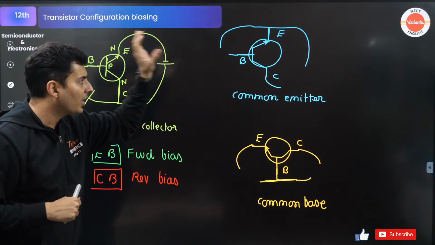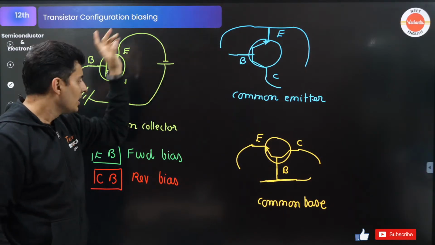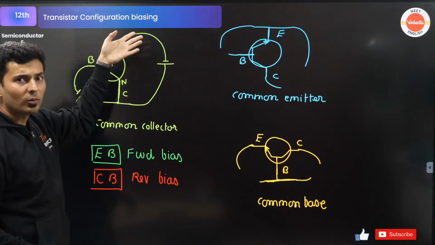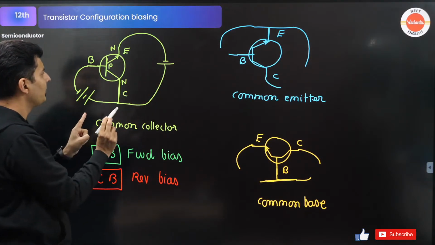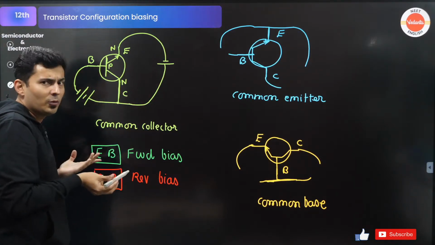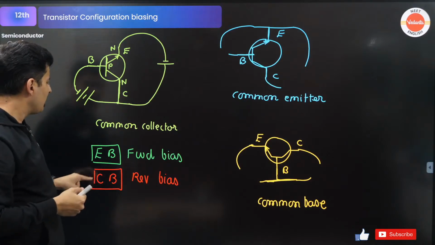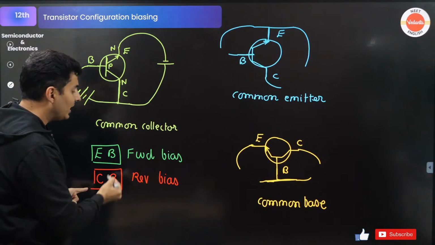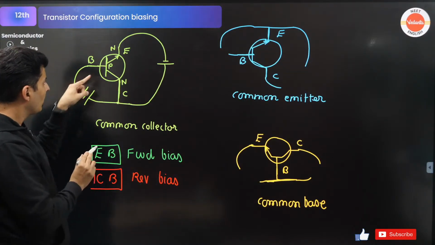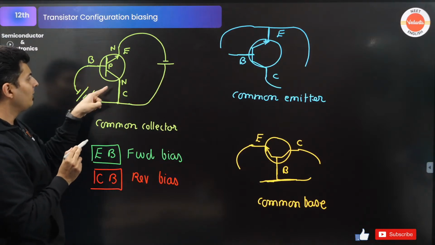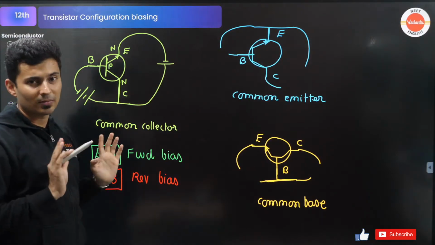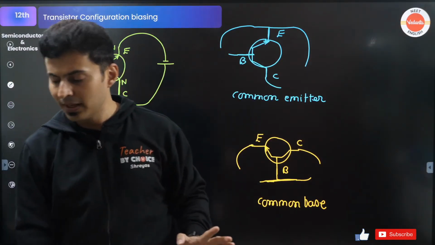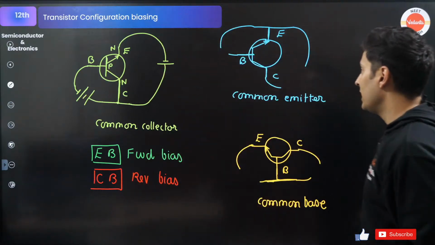For each configuration, you just have to ensure emitter base is in forward bias. Make sure the emitter is connected to the negative part, and in collector base you have to keep it in reverse bias. So if there is a P connected to negative and an N connected to positive, that's how it works. Everyone understood? Very nice.